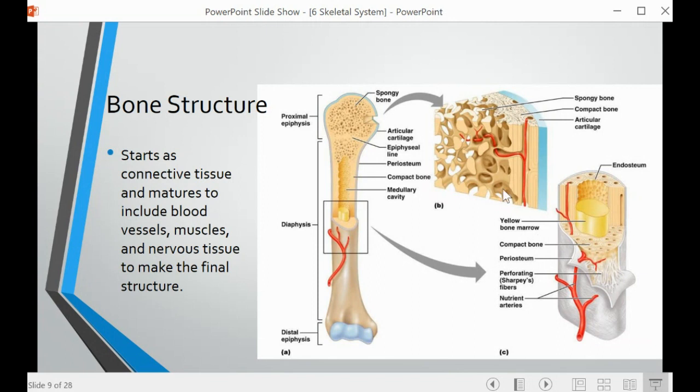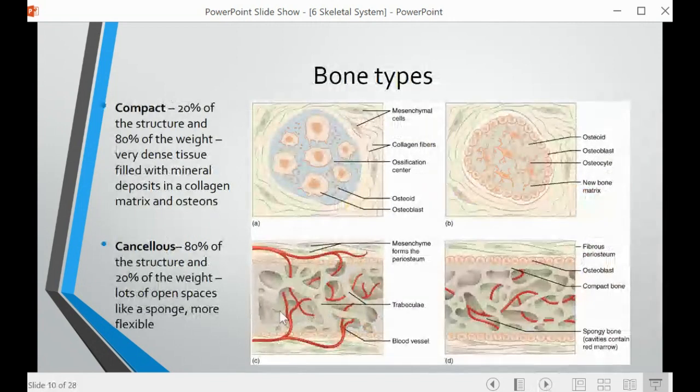Okay? You can also see all these blood vessels in there. These are arteries to actually give us the blood supply to the bones, because these are cells, and so they require oxygen and nutrients, and then they need to take the carbon dioxide back out.